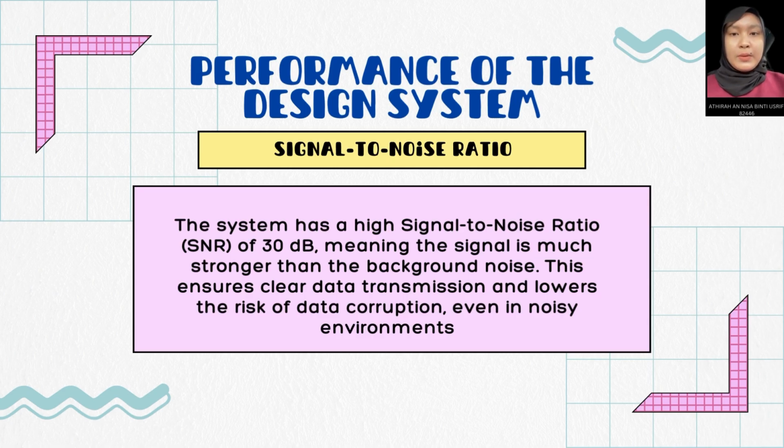First of all, the system attains a high signal-to-noise ratio of 30 decibels. A high SNR implies that the signal is much stronger than the noise, which is necessary to preserve data's clarity and lower the chance of data corruption during transmission. SNR is a metric that compares the strength of the signal to background noise. With an SNR of 30 decibels, it is possible for the system to send data clearly and discernibly even in situations when there is a lot of noise interference.